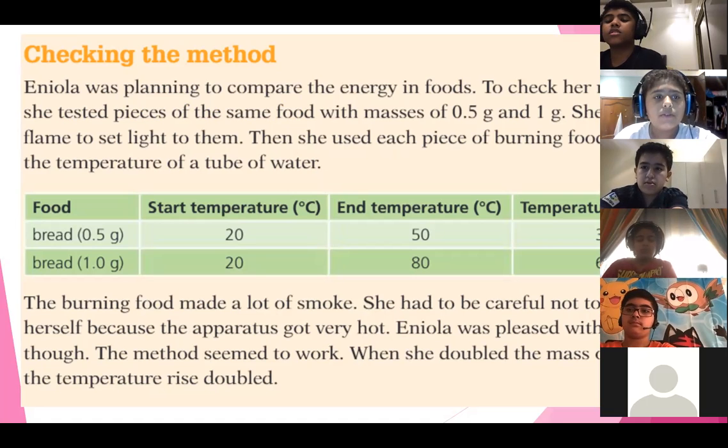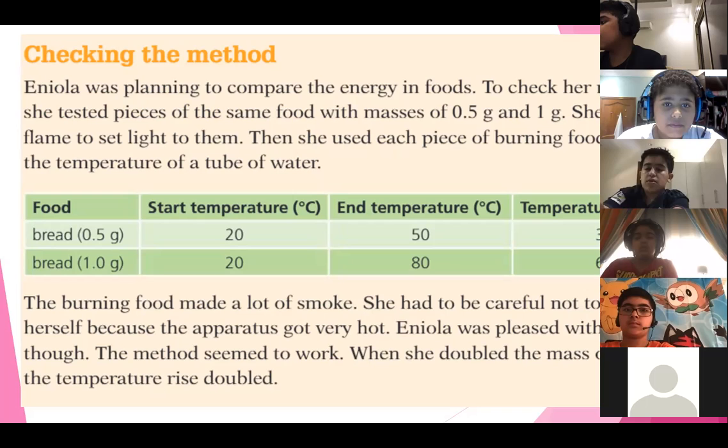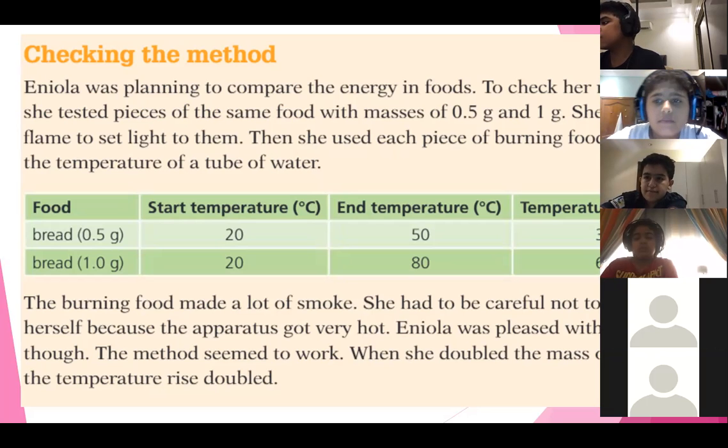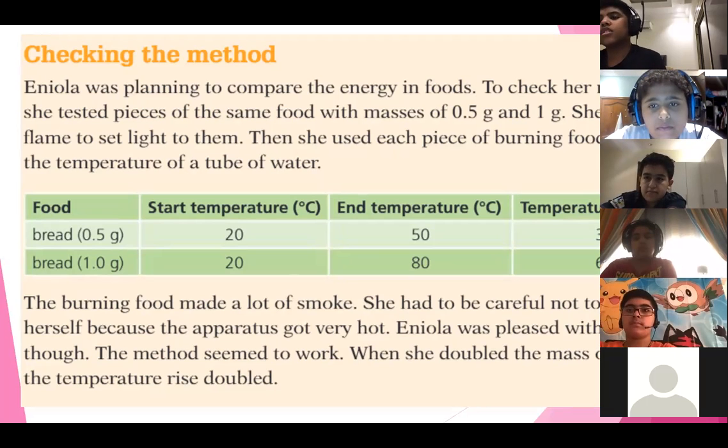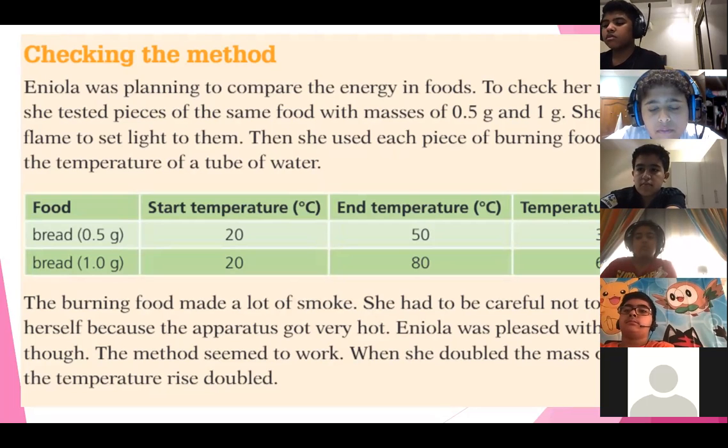Right. So looking at the table, she took bread and bread, the same thing. One is half gram, one is 1 gram. Starting temperatures were 20 and 20, and the ending temperatures are 50 and 80 degrees. What is the difference in the temperature? If it was half gram, that was 30, and if it was 1 gram, that is 60. So changing the size of the substance will change your results as well.